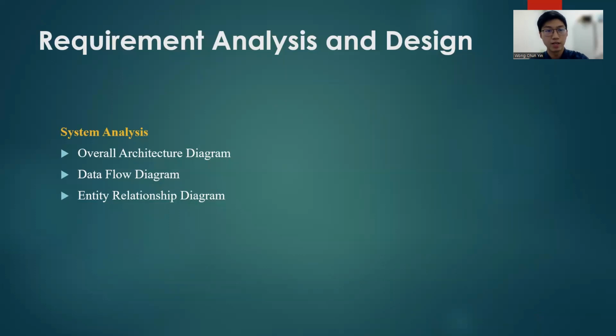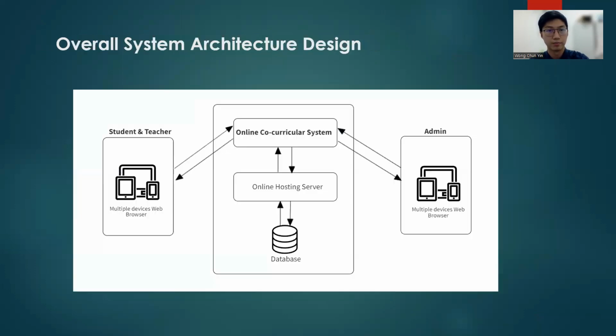For the requirement analysis and design, there are 3 diagrams used in the system analysis, which are the overall architecture diagram, the data flow diagram, and also the entity relationship diagram. For the overall system architecture diagram, we can see that all the data is obtained from the database through the online hosting server to show in the online co-curricular system. The students, teachers, and the admin have their own sites to access the online co-curricular system by using multiple device web browsers.